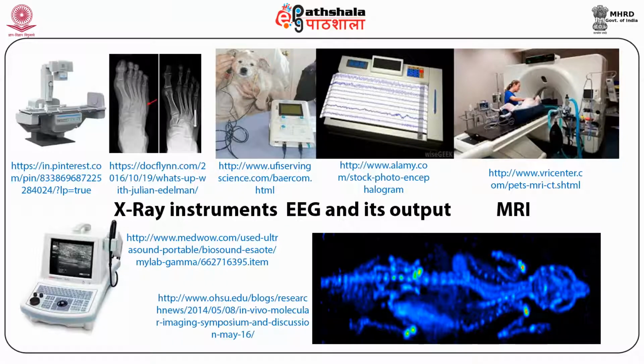This image indicates in vivo imaging. So in this case, a certain kind of fluorescent dye is injected in the body, and it demarcates specific locations inside the body. So in the living organism, we can image the whole body using this technique.